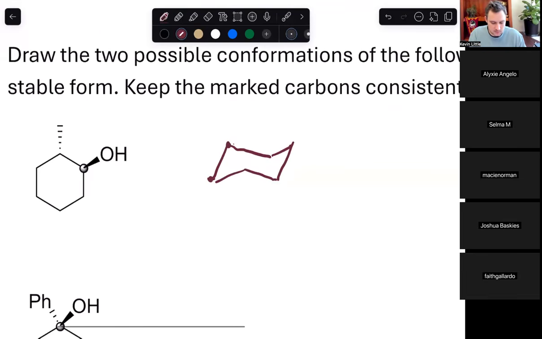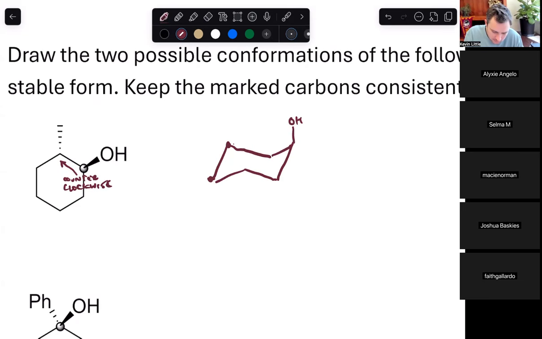Another thing to keep in mind is that it isn't left of it, it's clockwise. Or sorry, counterclockwise. Get what I'm saying? So if the OH is up, the methyl needs to be counterclockwise, which would put it here.